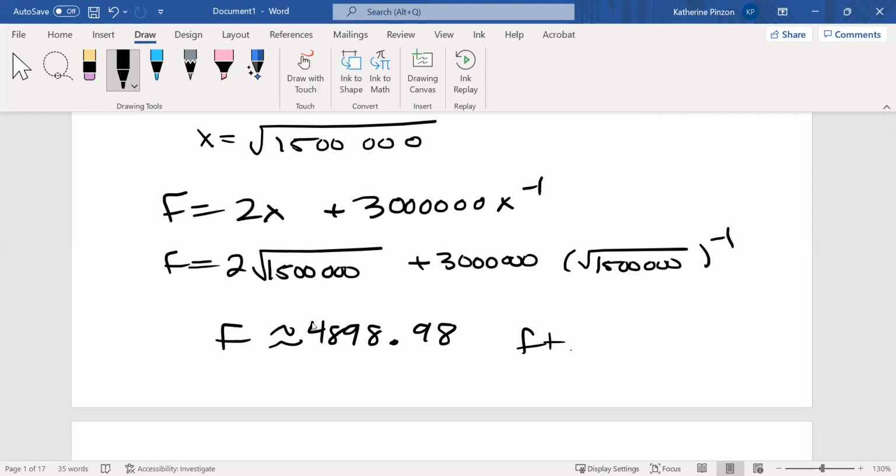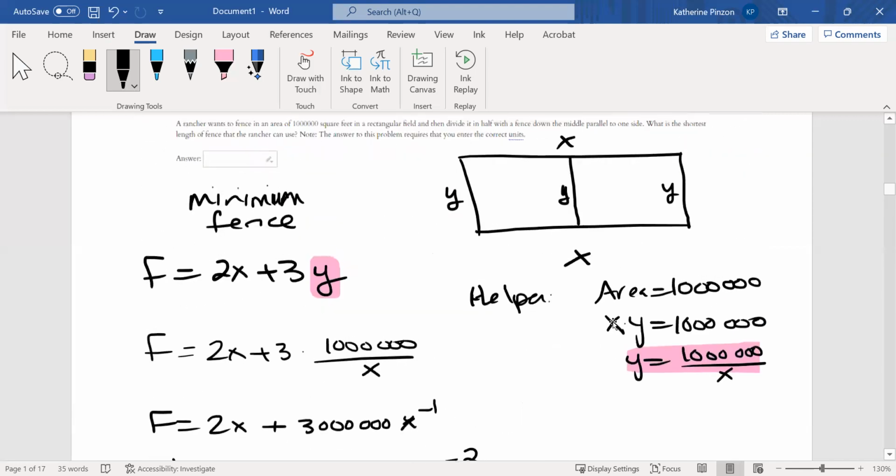So I can't just give the X value, right? The X value is just one of the sides of the fencing. If it wants the total amount of fence, I have to take that X value and plug it back into my fence equation. You plugged it into the equation without y. Is there a way you can figure out with? You could, yeah. You could put your square root 1.5 million into the area and solve for y. Then you would know that X is square root of 1.5 million, and y is whatever you find when you plug it in there. Either one's okay.